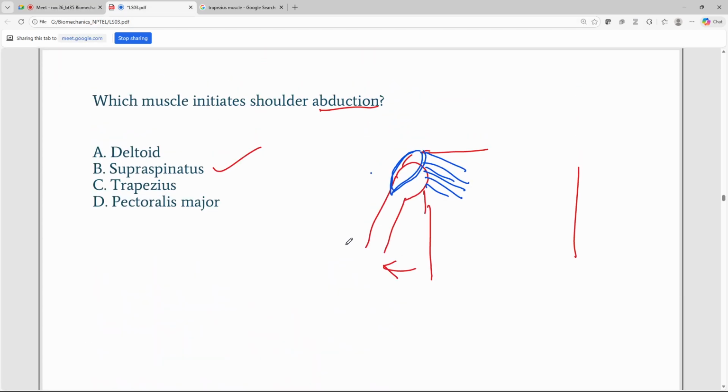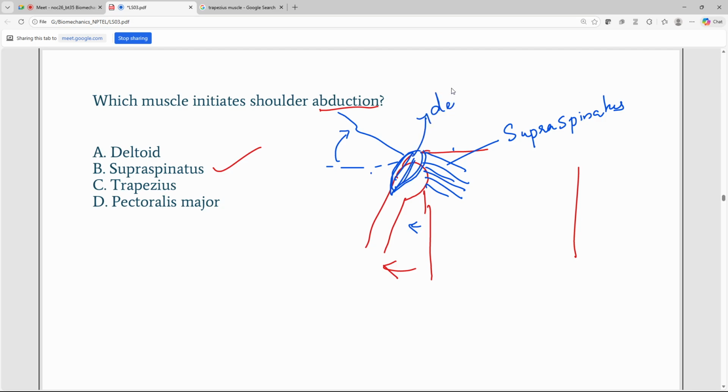Yes, this is supraspinatus. This initiates the abduction movement, but beyond one particular level, the lifting of the upper arm is facilitated by the deltoid muscle.